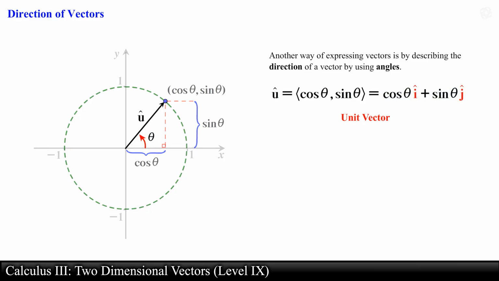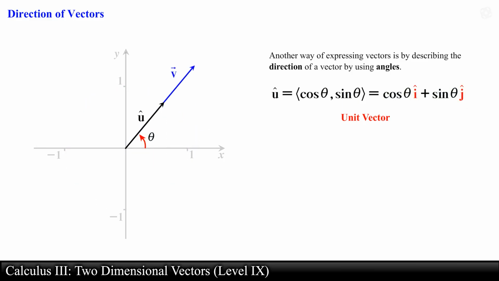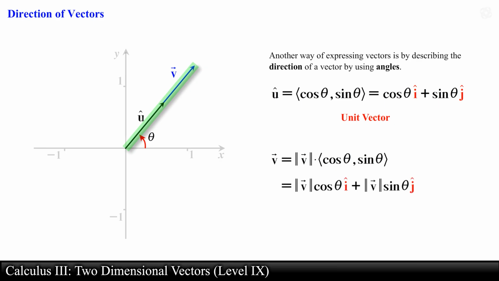We can extend this definition to any non-zero vector v that makes an angle theta with a positive x-axis. The direction, in this case, will be the same as a unit vector. The only difference is that the vector will be scaled by the magnitude of vector v. We can denote vector v as follows. Vector v equals the magnitude of vector v times cosine of theta i hat plus the magnitude of v times sine of theta j hat.